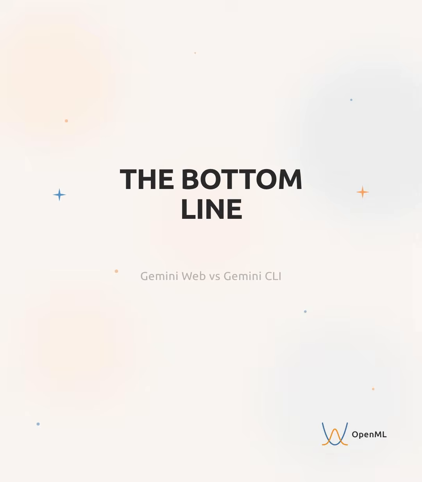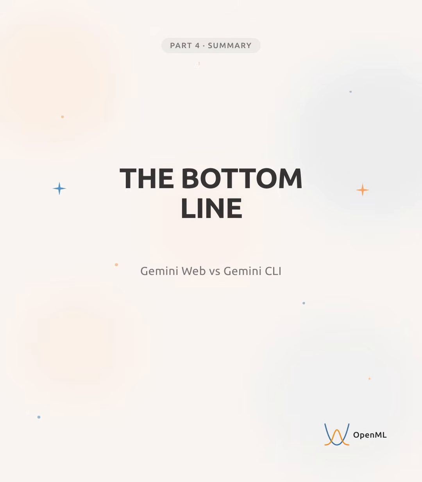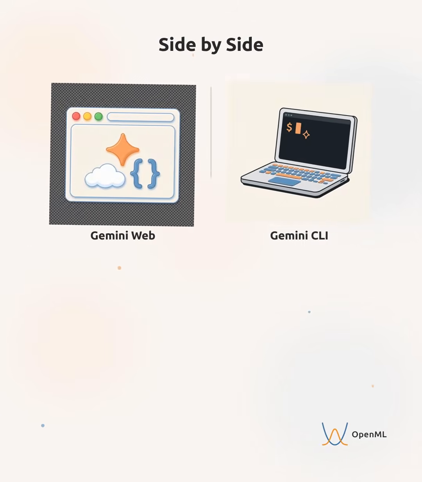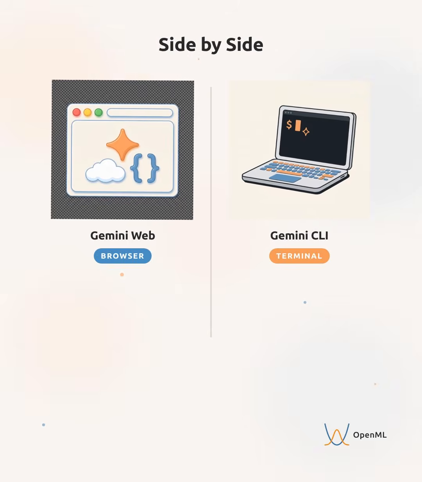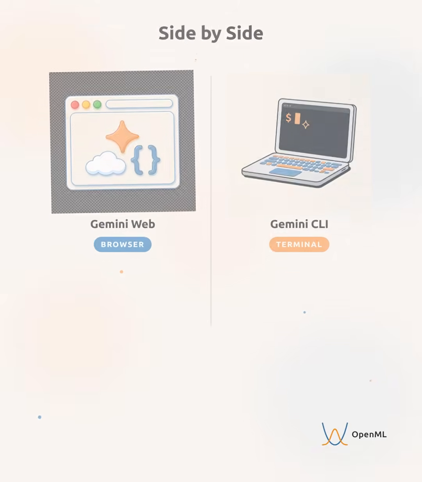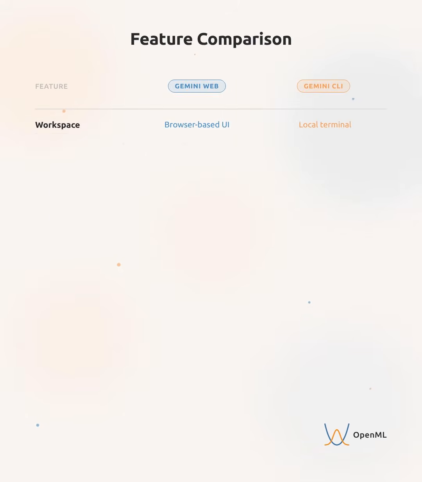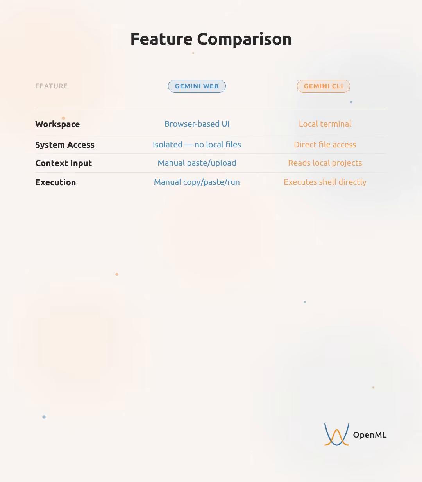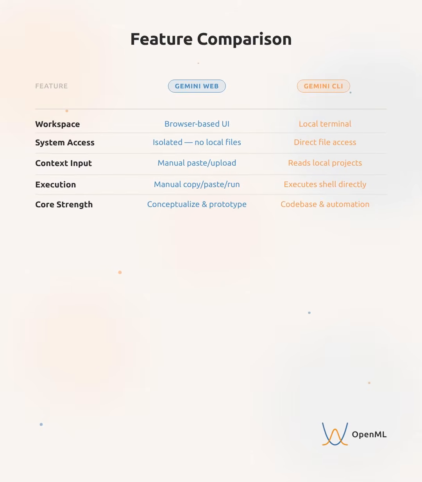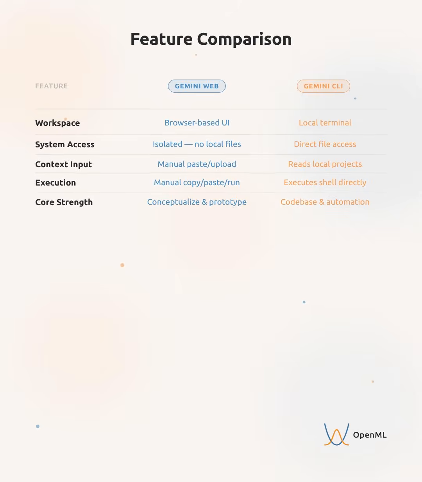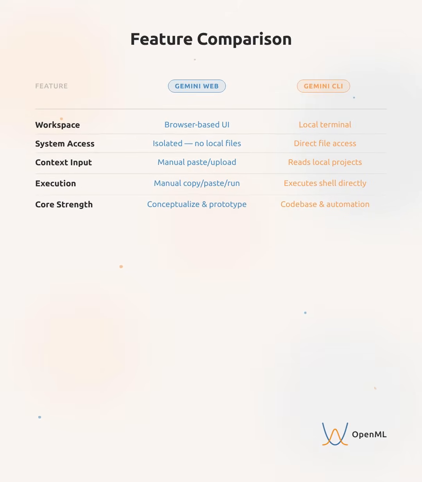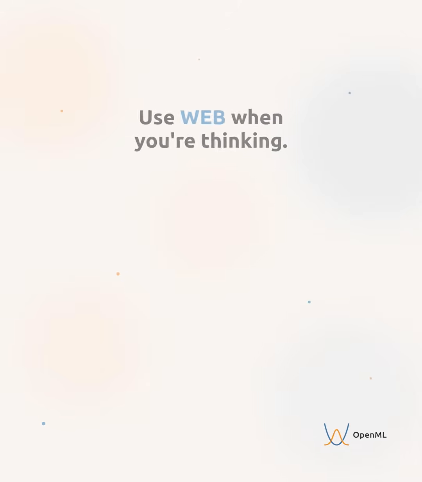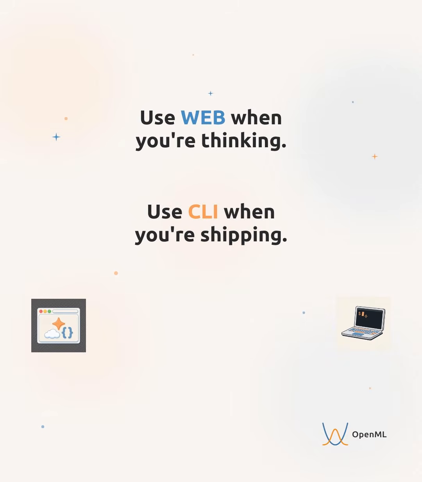So here's the bottom line. Gemini Web is your isolated browser sandbox, perfect for conceptualizing, prototyping, and exploring ideas without ever touching your machine. Gemini CLI lives inside your terminal, built for deep codebase integration, automating workflows, and getting hands-on with your local files. Use Web when you're thinking, use CLI when you're shipping. Pick the right tool for the moment, and let Gemini do the heavy lifting.